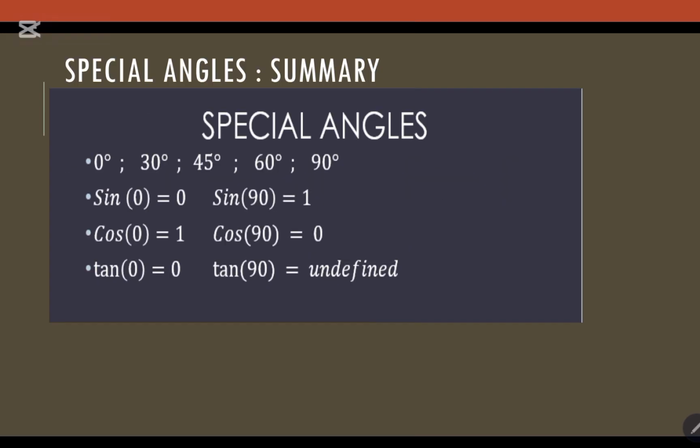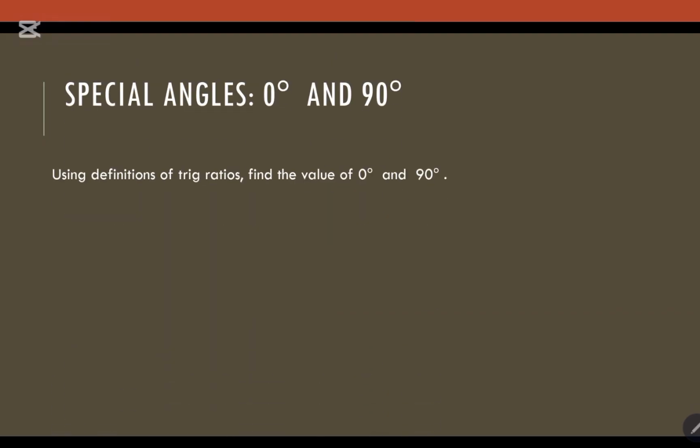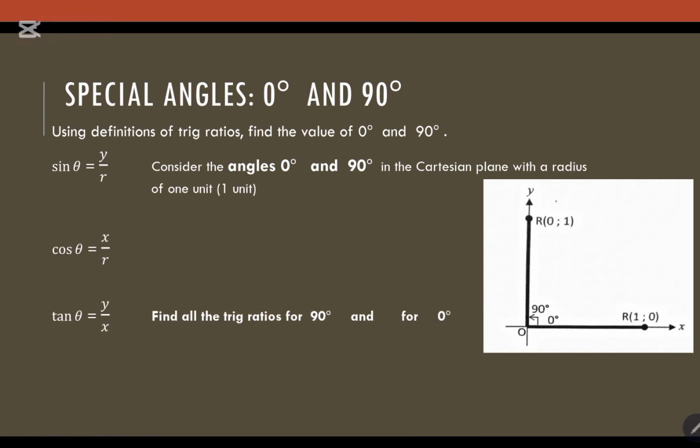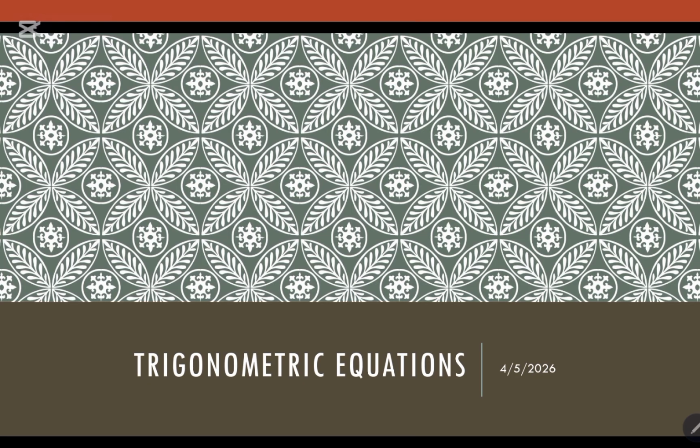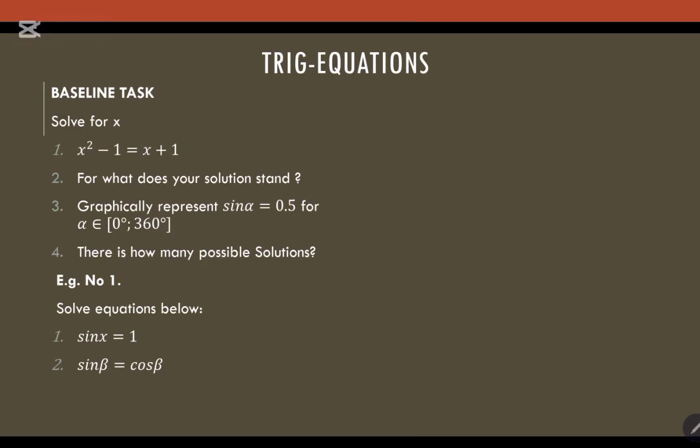Talk about special angles. You can give them like this, or you can develop them. If you remember in grade 10, this is the diagram that we used to develop the special angles, so they still remember that. Now, one important thing that we now need to look at is trigonometric equations. Let's go and look at the equations and look at the usage of learners' prior knowledge in developing the concept of trigonometric equations.